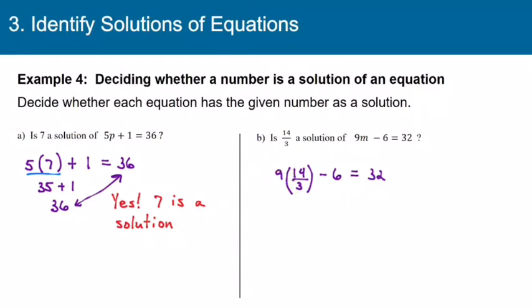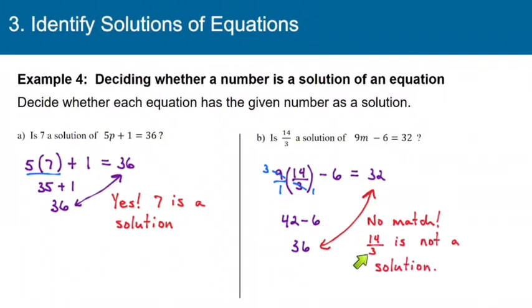I would say 9 divided by 3 is 3. And 3 divided by 3 is 1. See, that gets rid of those large numbers. So now 3 times 14, it's easy to work that out. 3 times 14 is 42 minus 6. And that's going to equal 36. 42 minus 6 is 36. That is not equal to the right side, so there's no match, and therefore 14/3 is not a solution of this equation. You see how that works? If we plug the number in and work it out, if the left side doesn't match the right side, that number was not a solution to that equation.